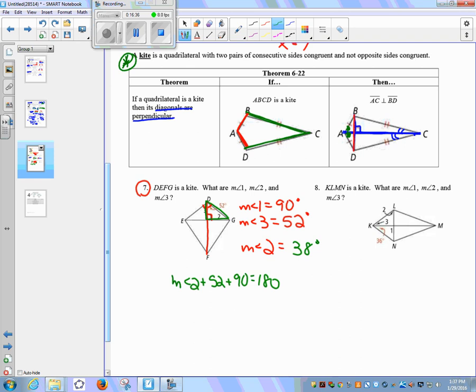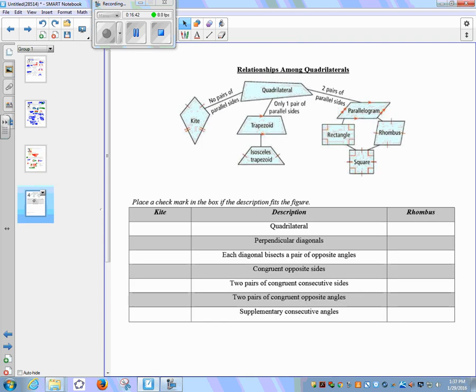Okay, so that's true for number 8 as well. It's a very similar problem. You can try that one on your own. On the back of the notes here, we just have a little bit of a visual as to how you can classify quadrilaterals, relationships among quadrilaterals. This is like a family tree of quadrilaterals. That's what I call it.